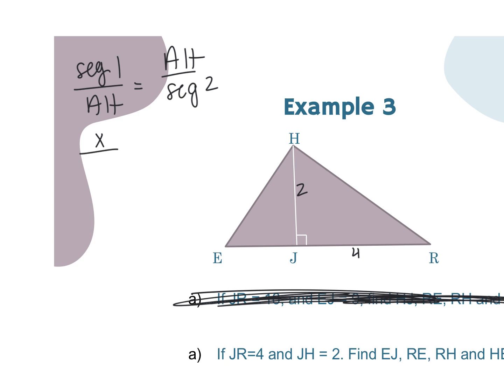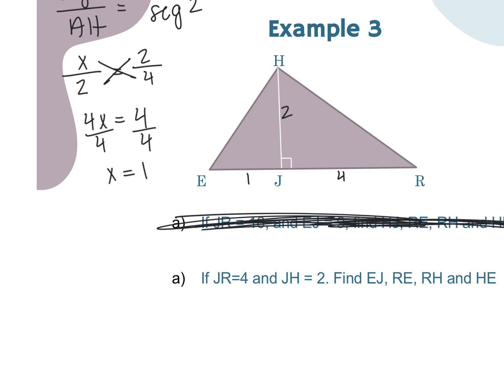Do I know what my altitude is? Yes, what is it? 2, okay. And do I know what segment 2 is? What is it? 4. Same thing as we've been solving. Cross multiply. Cross multiplying, what's 4 times x? 4x. And what's 2 times 2? 4. If I divide both sides by 4, x equals 1. If you did not get 1 for EJ, all your answers are going to be wrong.